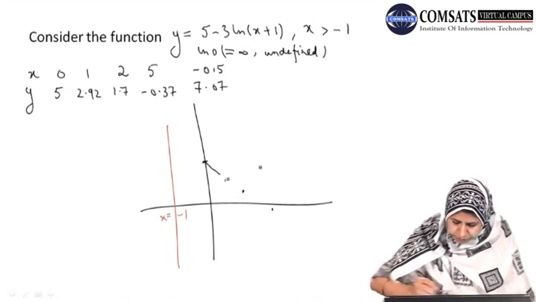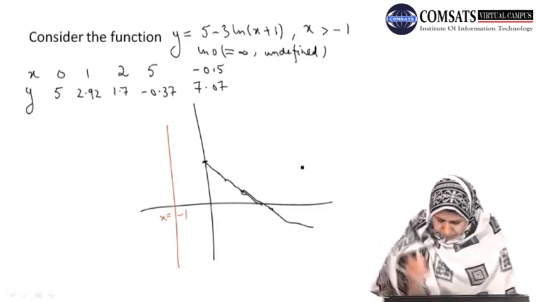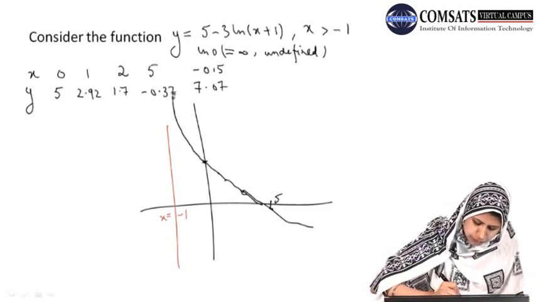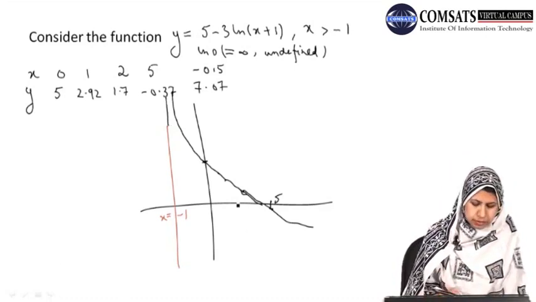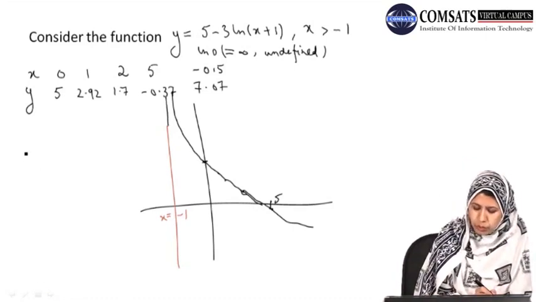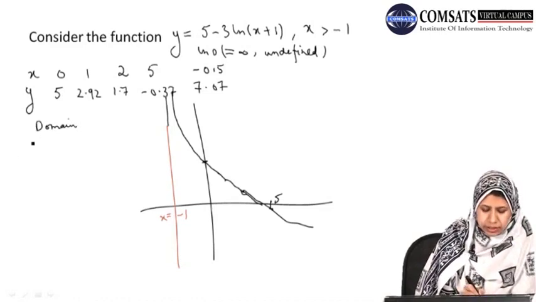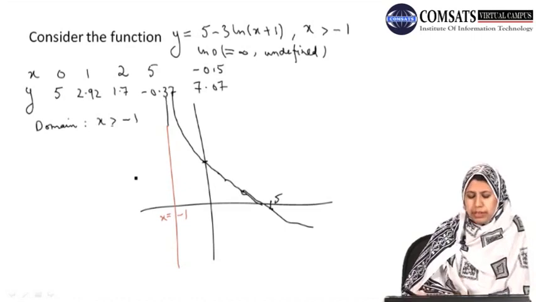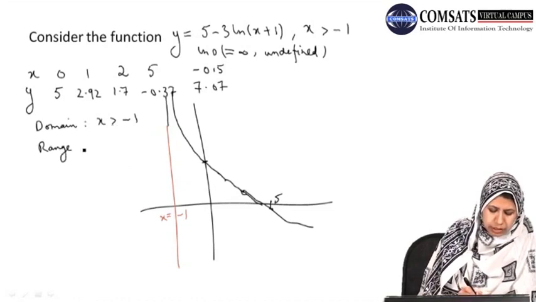And by connecting these points, what do we obtain? The graph looks like it is going this way, and this is the point 5. And on the left side it continues this way, but never crosses the line x equals minus 1. So the graph never touches the line x equals minus 1. Here the domain is slightly changed, which is the set of all reals strictly greater than minus 1, and the range is the set of all reals, that is the whole real line.